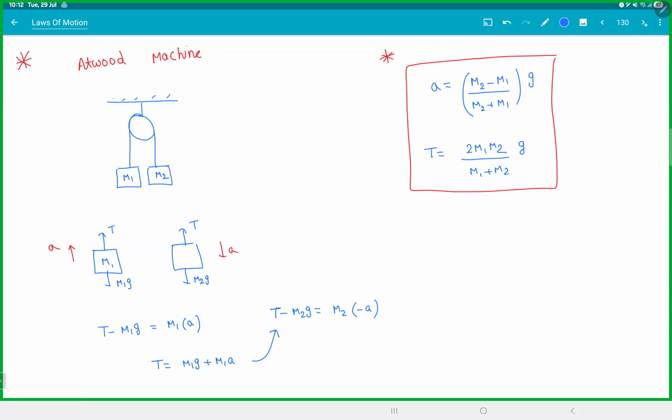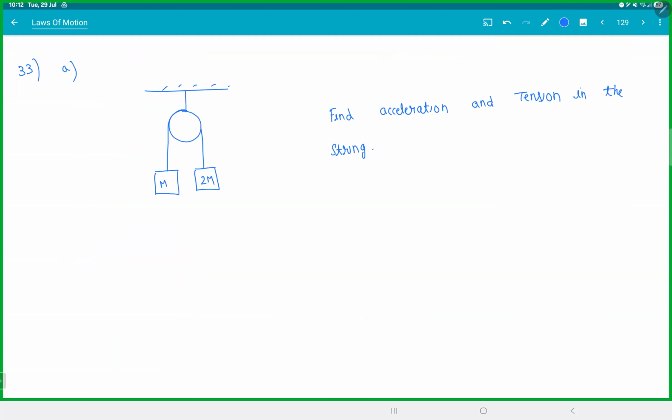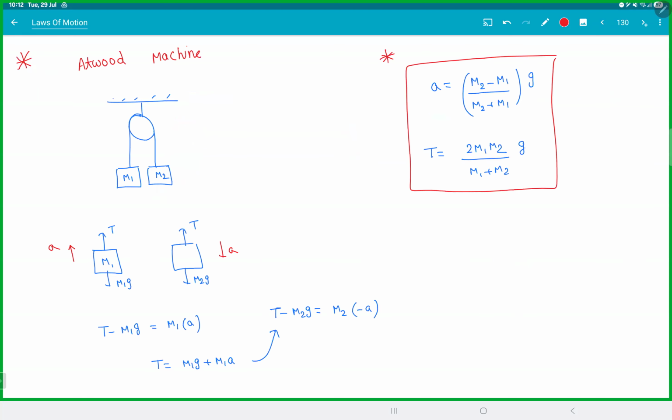Now, if you put it in the question which I gave you, it is 2m minus m by 2m plus m, g, so g by 3. Tension will be 4mg by 3. So you can just substitute here and check it out. So remember the Atwood machine ka general result. Clear with this?